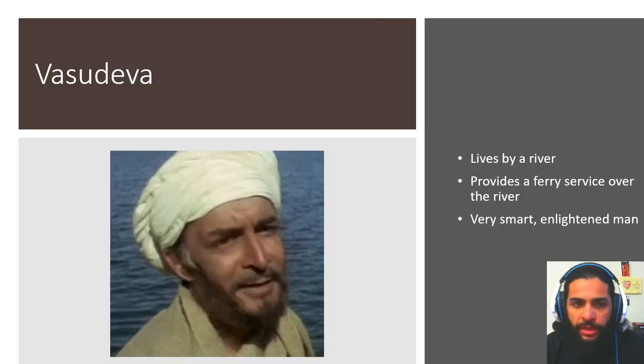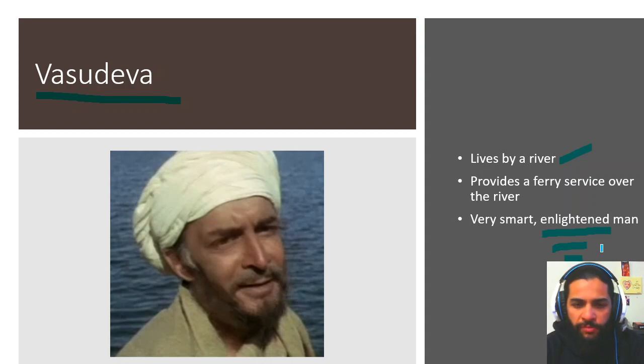The last character that we'll talk about is Vasudeva. Vasudeva is a very simple man. He lives by a river, and he provides a ferry service going over the river. He's a very smart, very enlightened man. He seems like he's just at peace. He seems like he's got it all figured out. A very, very simple life, living by the river and transporting people from one side of the river to the other on his really little boat.